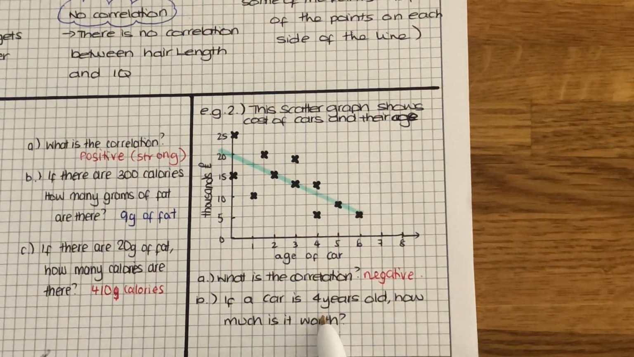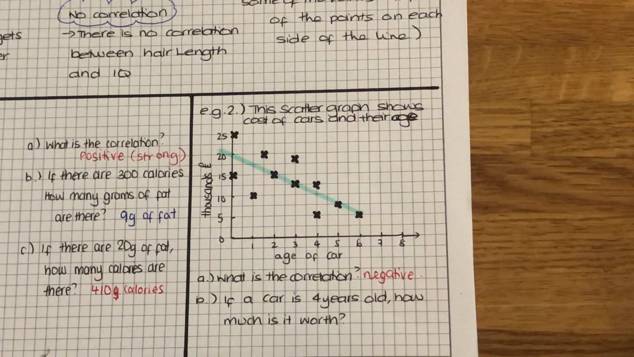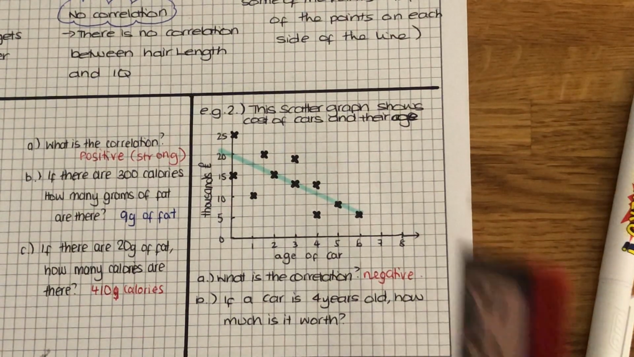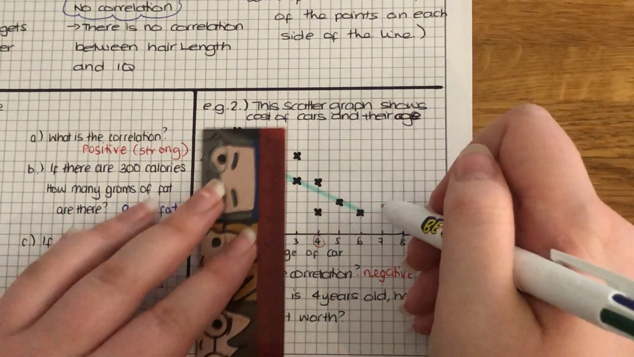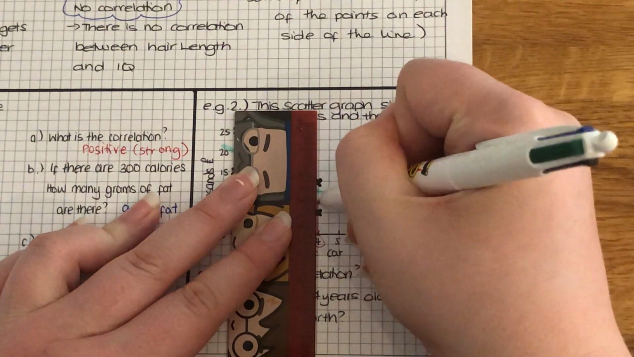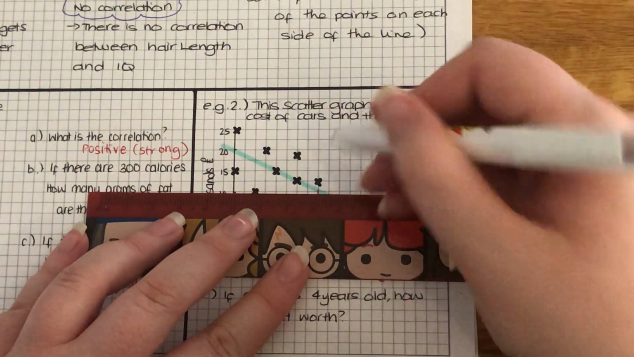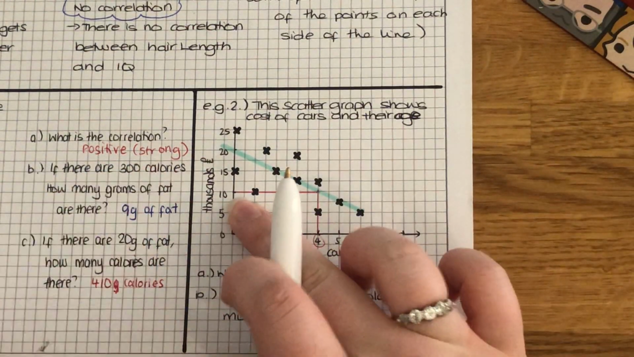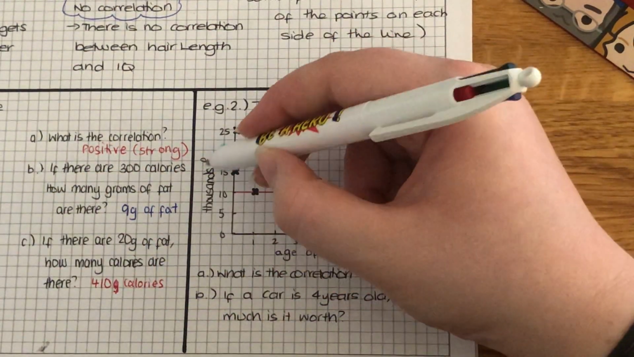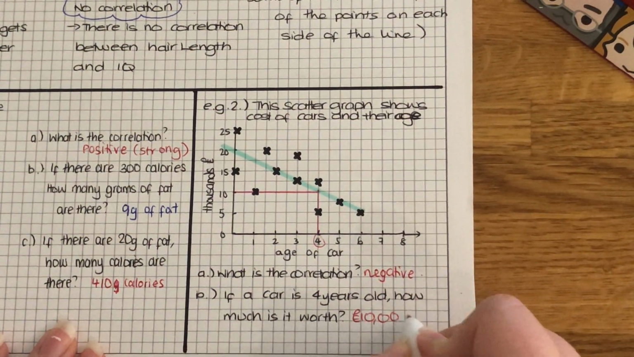Again, the next question is very similar to the second parts of the other one. If a car is 4 years old, how much is it worth? So again, I'm going to get my ruler. I'm going to go to 4 years, which is down here. So I draw a line from the 4 up to the line of best fit. Once I've done that, I can then go across and see the price. So it's 10. Make sure you read the axes though. It isn't £10, it's £10,000. Okay, so £10,000.